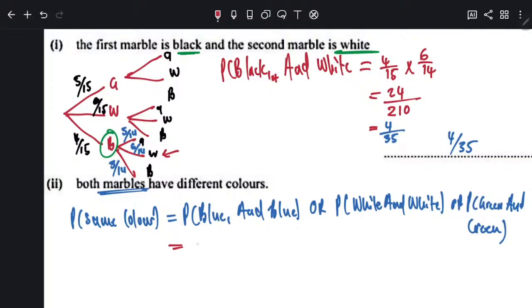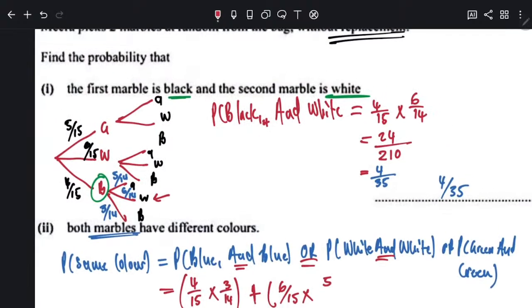What is blue on the first? 4 over 15. And is a multiplication. Blue on the second will be now 3 over 14. Or you add. What is the probability of white on the first? 6 over 15. And you multiply. Probability of white on the second. So since we already chose white on the first, that means the next time we want to choose it, there are 5 left. Because white has already been taken.